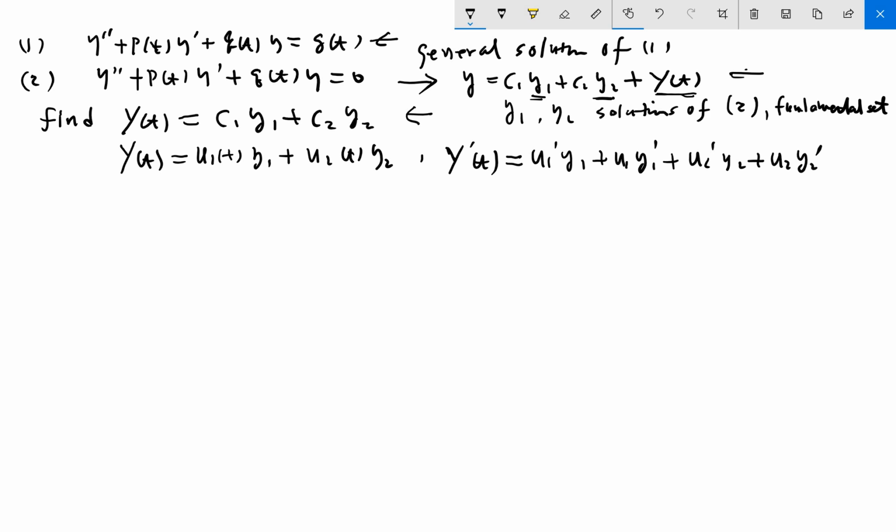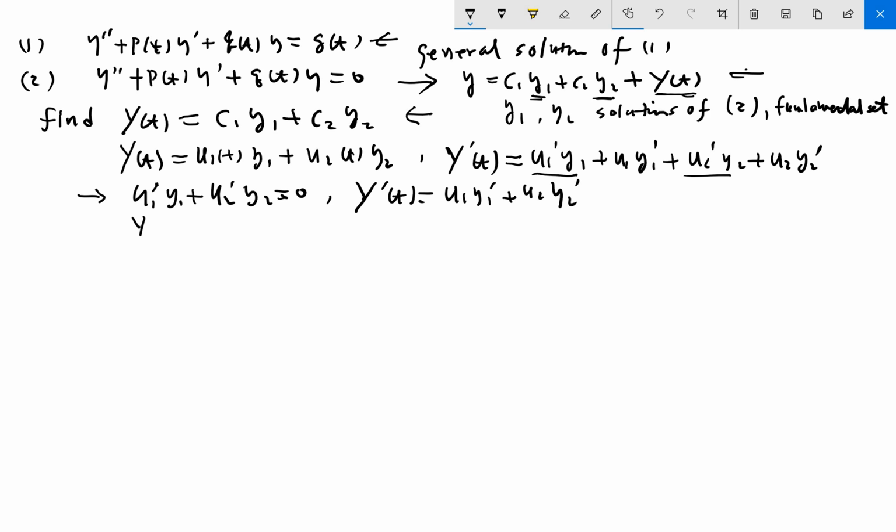So we want to choose our u1 and u2 such that u1 prime y1 plus u2 prime y2 equals 0. We impose this condition artificially, because we have two unknowns and only one equation, so we can pose another equation. We pose this equation so that we can simplify our derivation. By doing so, we can rewrite y prime of t as u1 y1 prime plus u2 y2 prime, because those two terms give 0. Now let's take the derivative twice.